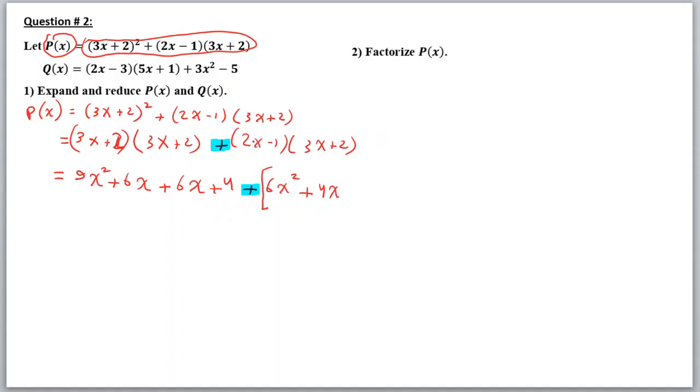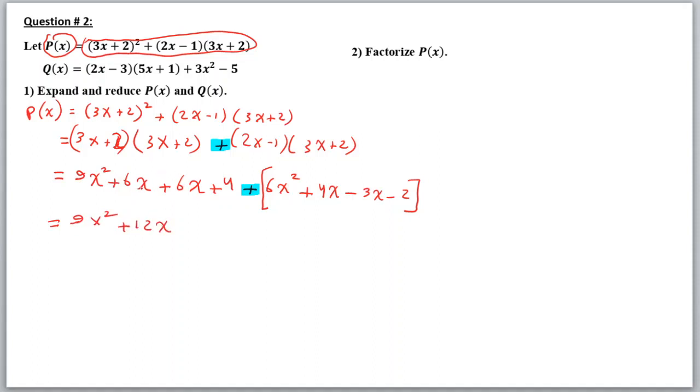Expand and reduce this. So it will be 2x times 3x, 6x squared, 4x, minus 3x, like this, minus 2. Right? Close bracket. And then reduce. You can reduce now. Okay. So you could start reducing here. So it will be 9x squared, we copy it. 6 plus 6, 12. So 12x and not 12x squared.